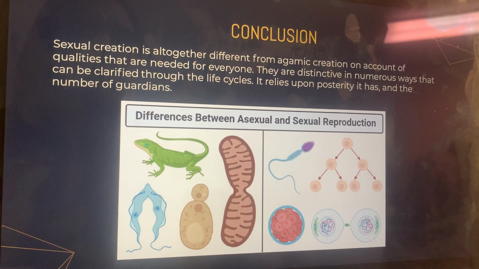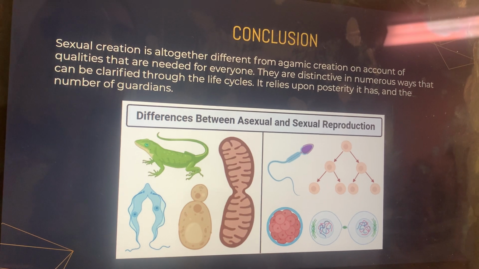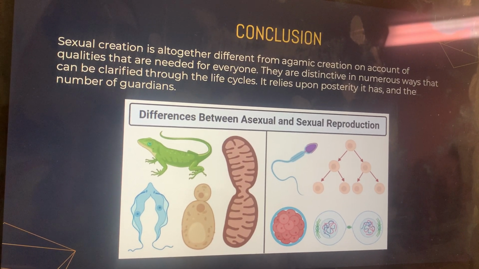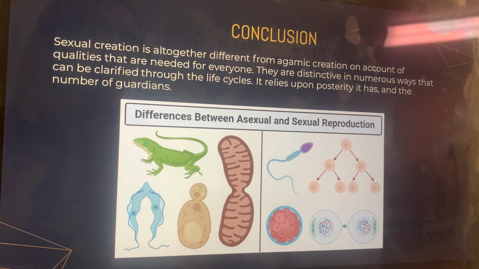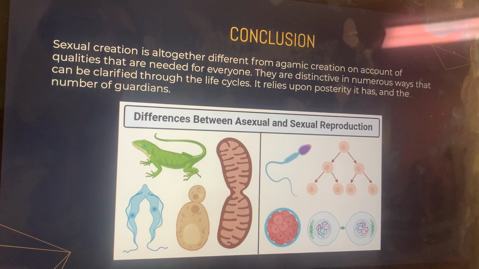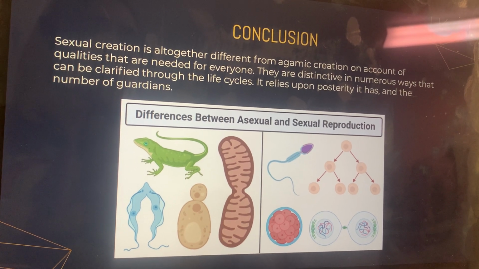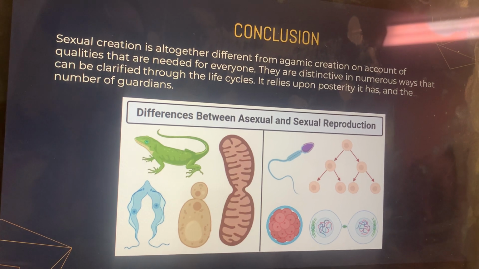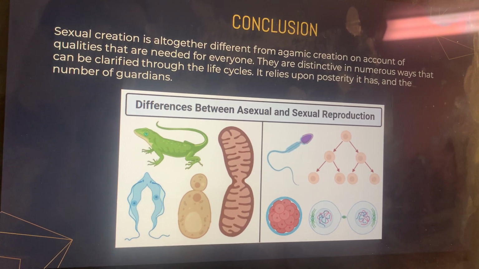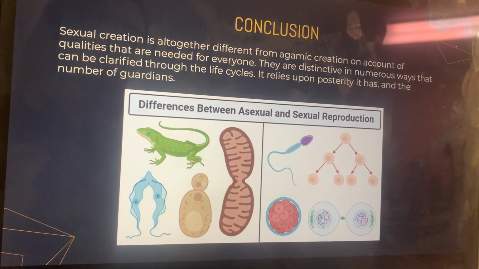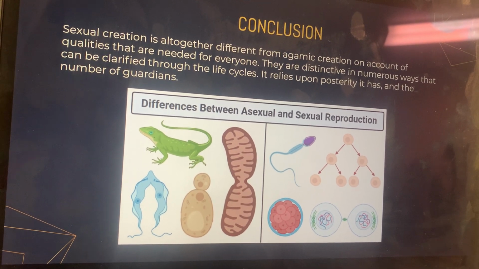In conclusion, sexual reproduction is altogether different from asexual reproduction on account of the genes that are needed from each. They are distinctive in numerous ways that can be clarified through their life cycles. It relies upon the offspring it has and the number of parents. Shown down below, to wrap it up, is a little chart that shows the differences between asexual and sexual reproduction.